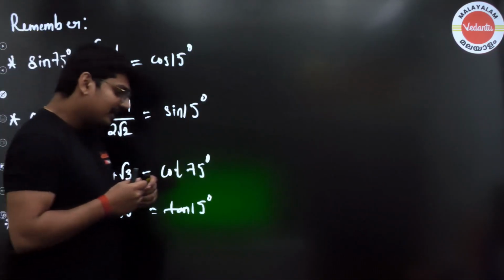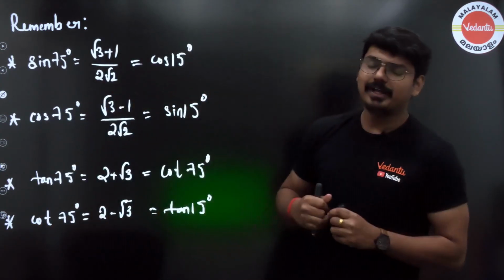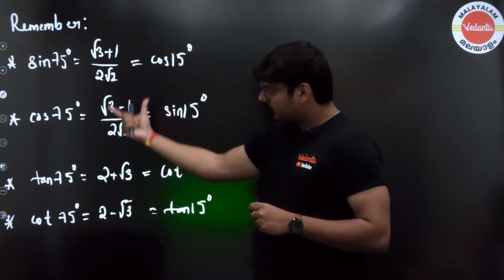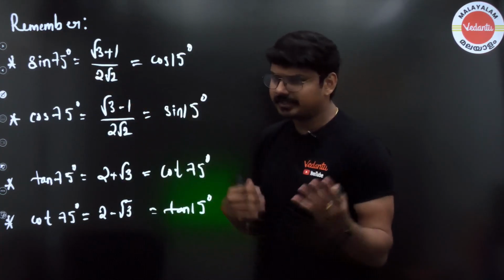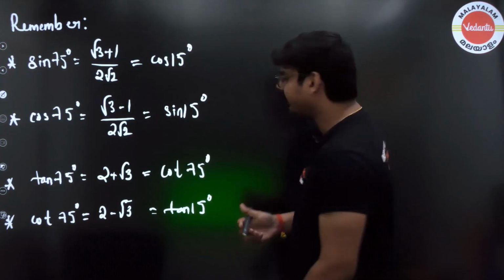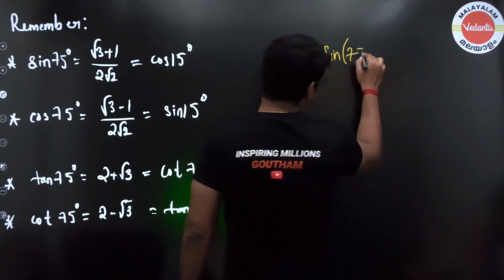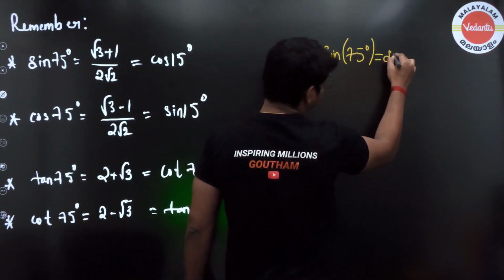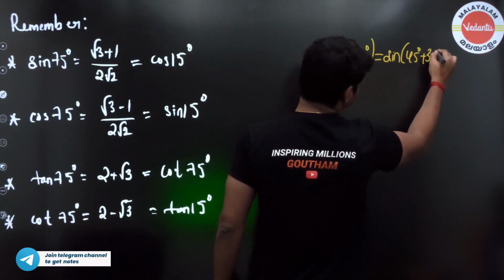Next, using these compound angle formulas, you can easily figure out all these values. Let's say you want to find out sin 75. 75 is not a standard angle, but still, you can find sin 75 something like this. Sin 75 can be written as sine of 45 plus 30.